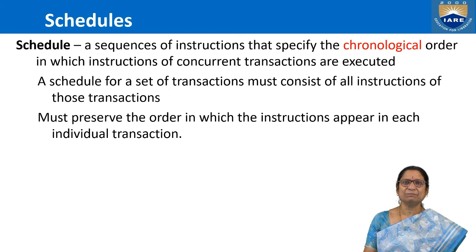A schedule is a sequence of instructions that specifies the chronological order in which instructions of concurrent transactions are executed. The main purpose of the database management system is concurrent transaction execution, because the data is going to be shared by multiple users at the same time. A schedule for a set of transactions must consist of all instructions of these transactions. Even though execution seems parallel or concurrent, they must preserve the consistency of the database. That is, they should produce the result as if they are executing individually.